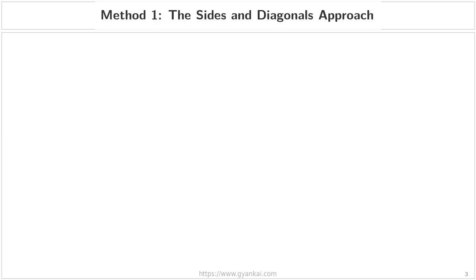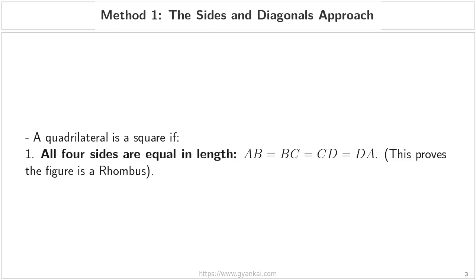Method 1. The sides and diagonals approach. Now that we understand we need to use the distance formula to check specific properties, let's look at our first strategy. This is what I call the sides and diagonals approach. To mathematically prove a quadrilateral is a square, we need to satisfy 2 specific conditions. First, we must show that all 4 sides are equal in length. That is, the length of side AB equals side BC equals side CD and equals side DA.